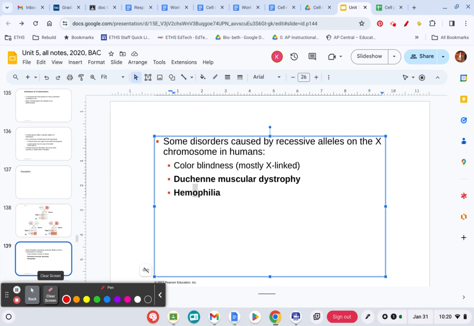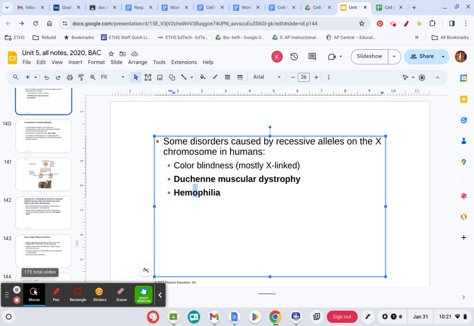So, color blindness: most types of color blindness are X-linked. Again, you see biological males getting it more often than biological females. Muscular dystrophy, which is a form of deterioration of the muscles, is another example, as well as hemophilia. Hemophilia is a blood clotting disorder where you don't make one of the clotting factors. These are proteins whose job it is to make sure that when you cut yourself, your blood clots so you don't bleed out.